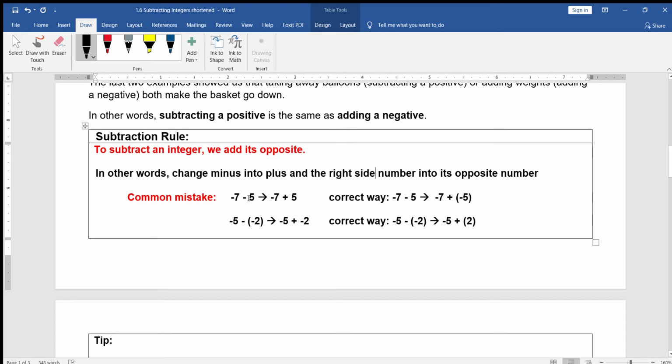Here's a common mistake when we change subtraction to add. Take negative 7 minus 5. Some people change it to negative 7 plus 5, and that is wrong. The reason why is we're only changing minus to plus. Where's the change of the right side number into the opposite number? The correct way is to change negative 7 minus 5 to negative 7 plus negative 5.